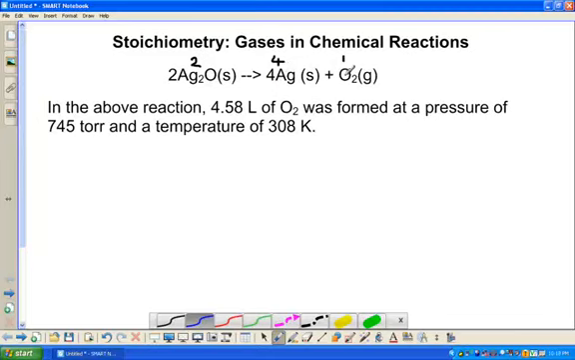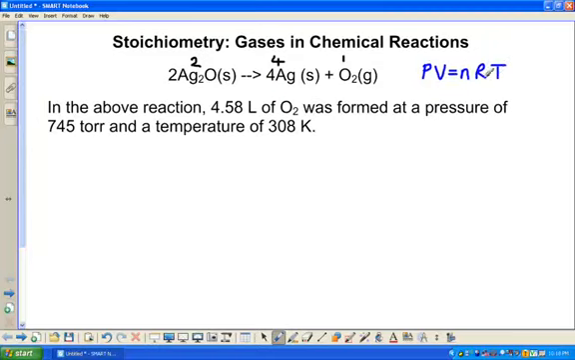Now with gases, we can have a slightly different approach to how to get to the number of moles, because we have seen in the gas laws chapter a way to calculate moles of something by, of course, the ideal gas equation. PV equals nRT, you guys have seen that before. So let's take a look at the question here.